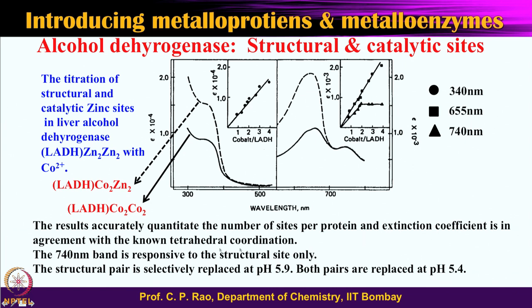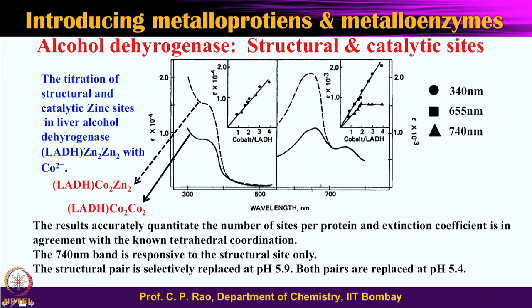the extinction coefficients, which are in agreement with the known, in this case tetrahedral. You see that. The values are much higher, and the higher values are only obtained from tetrahedral or the square pyramidal or trigonal bipyramidal, but not octahedral. When it goes to octahedral, then the epsilon values will be very, very low. So, from that you can say whether there is any change in the geometric center or not, that can be identified, understood too. Now, here you can see that the 740 band, okay. So, the intensities of these bands are plotted over here.